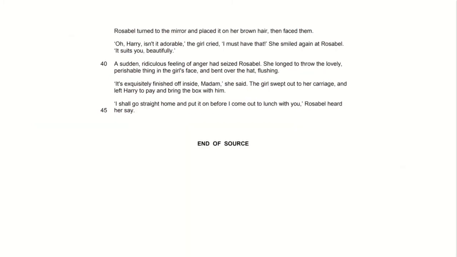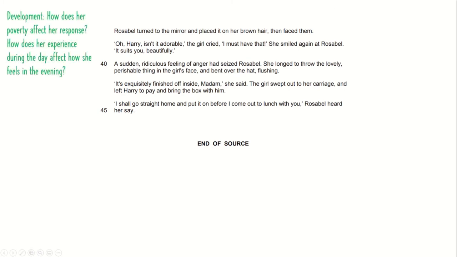The final chunk I'm going to talk about is the bit that I would say is like the ending. Pause me, read this chunk, have your ideas, considering everything we've talked about so far. What else can you see being developed in this final section? And then when you're ready to hear my ideas, unpause me again. We have a lot of development going on in this last little chunk. There's a development here, first of all, in looking at how the poverty of Rosabelle affects how she responds to the girl's behavior, and also the reverse, how her experience in this flashback has affected how she then feels when she's on that bus in the evening.